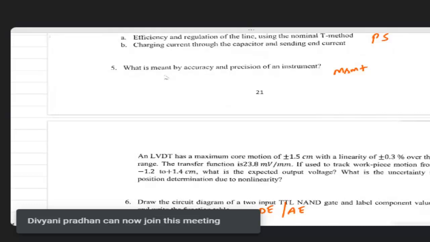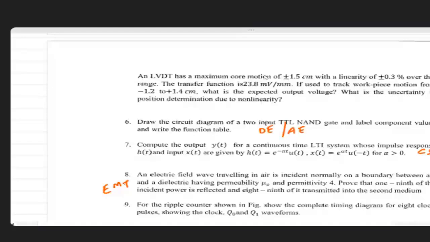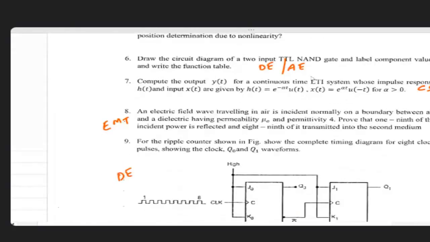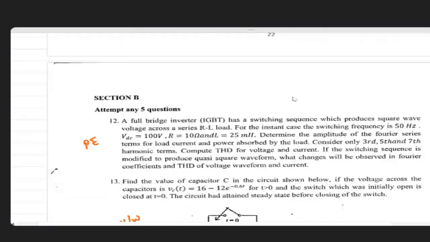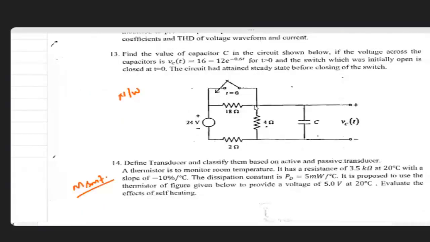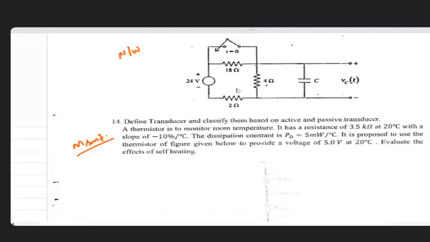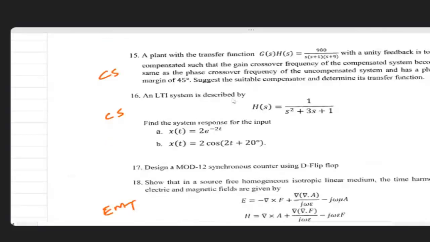Simple. What is meant by accuracy and precision of instrument? This is again a question from measurement. This question is from digital electronics, EMT, digital electronics, power electronics. Then section B, 10 marks questions, a little bit lengthy as compared to section A. This question is from switching, network analysis. This is from the measurement subject. This is control system, EMT.